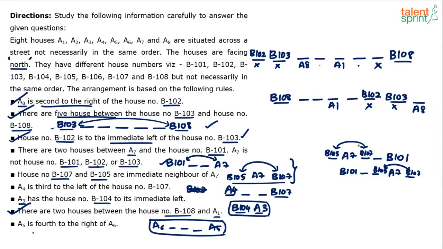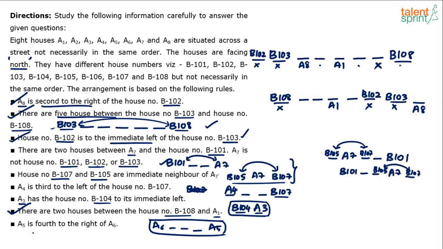Why can't it come here? Remember, the neighbors of A7 are 105 and 107. If you take A7 in this position, the neighbor becomes 108. So A7 cannot come here. So there are only 2 possibilities for A7, either this position or this position. Accordingly, we can fix 101. Similarly, let's try to fix A7 in the second case. Where can A7 come? Can A7 come here? No, A7 cannot come here.